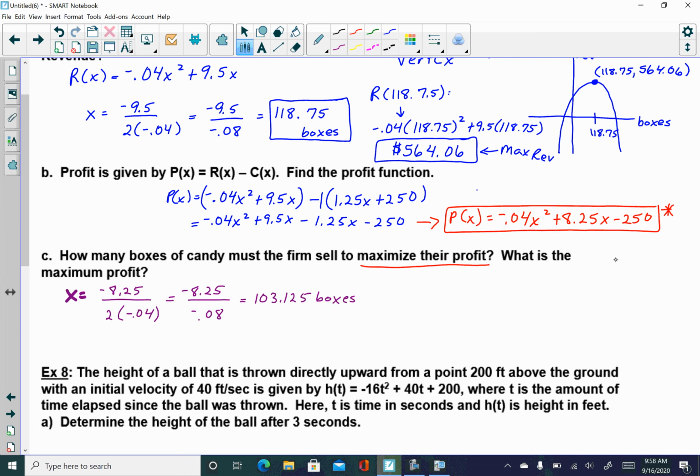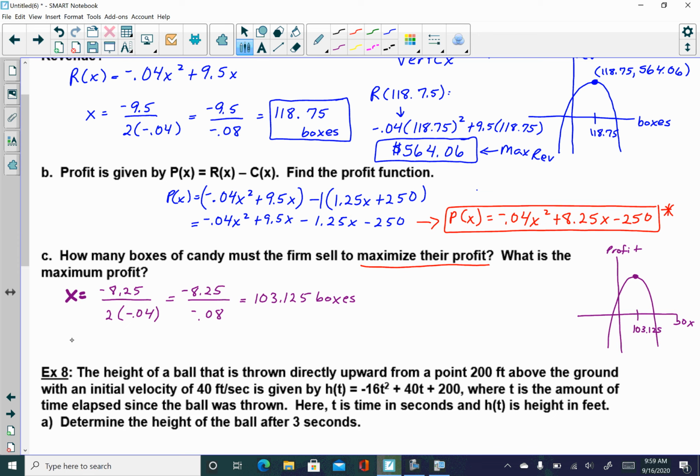And by the way, for this function, kind of the same deal. Along the y-axis, you're measuring profit. Along the x-axis, you're still measuring the boxes of candy. Your a value is negative, so you're still opening downward. It's just that this time, okay, my profit's up here, maximum, and that represents now an x value of a little over 103 boxes of candy.